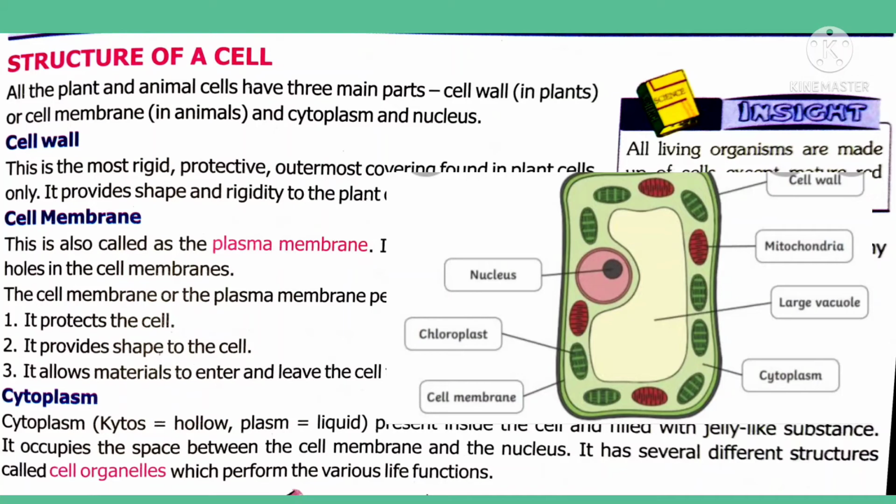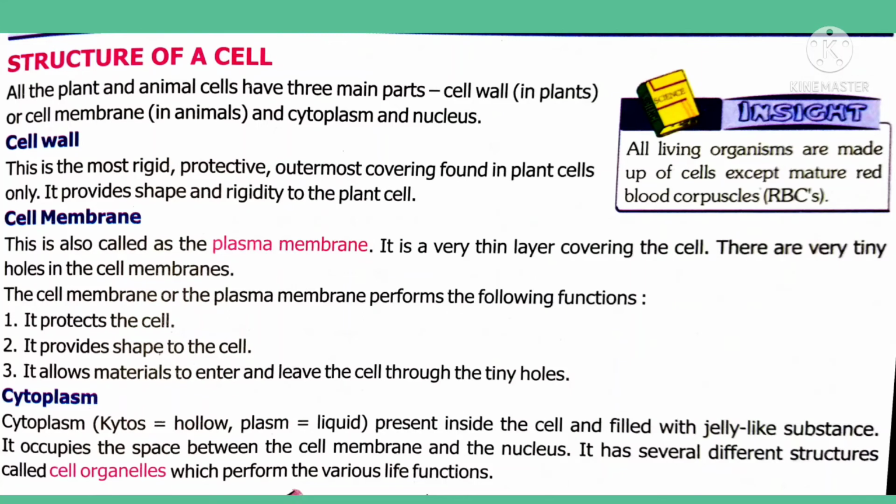But the outermost part of the animal cell is cell membrane. For plant cell, the second outermost layer is cell membrane. The first outermost layer is cell wall, the second outermost is cell membrane. This cell membrane can be called plasma membrane. It is a very thin covering of the cell. And there are very thin holes in the cell membrane. This membrane is called semi-permeable membrane.